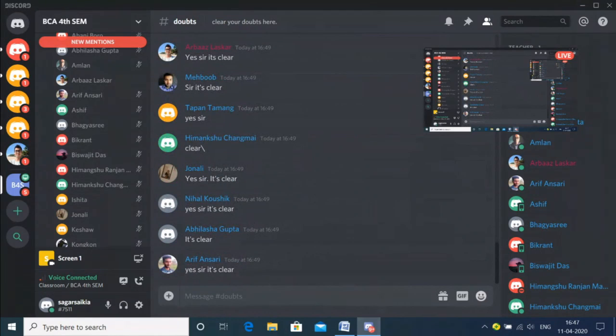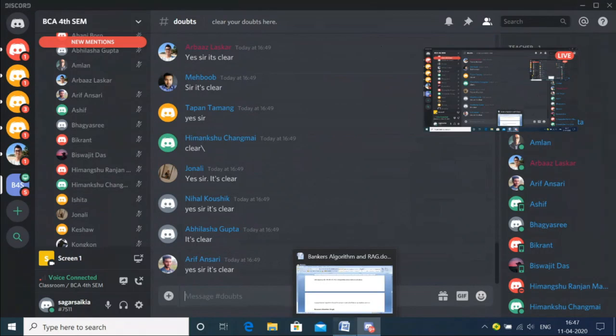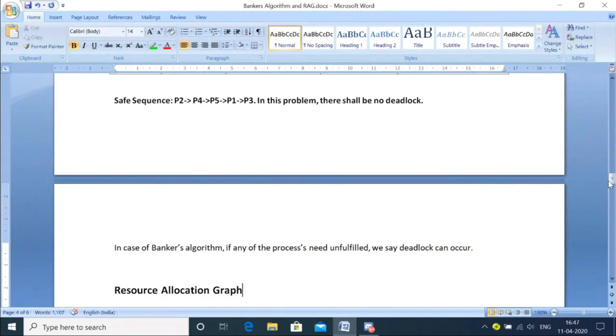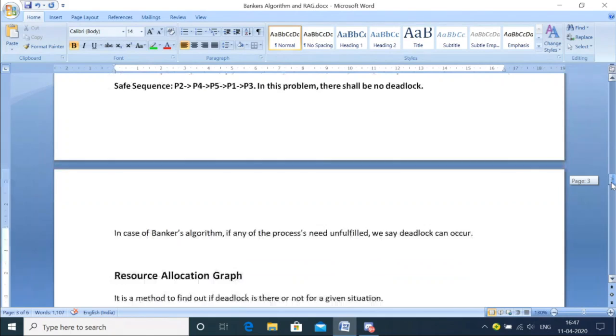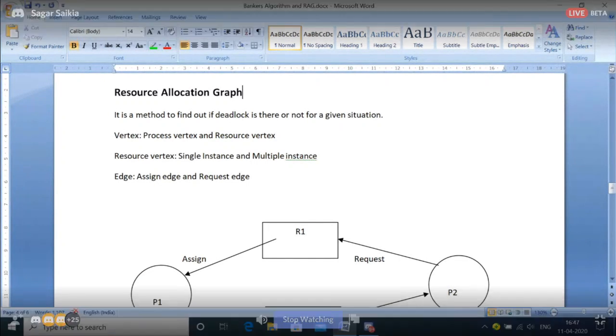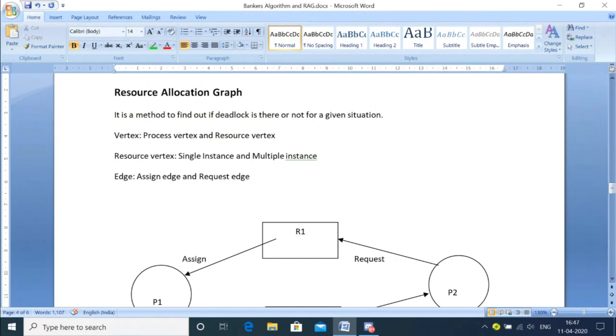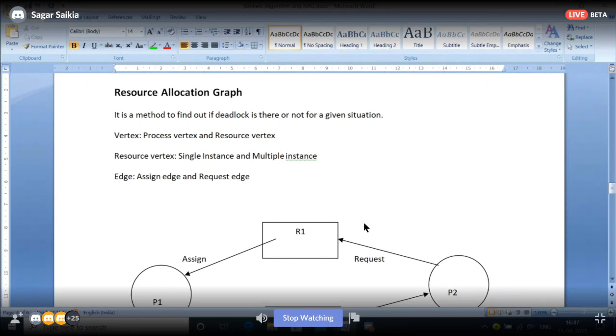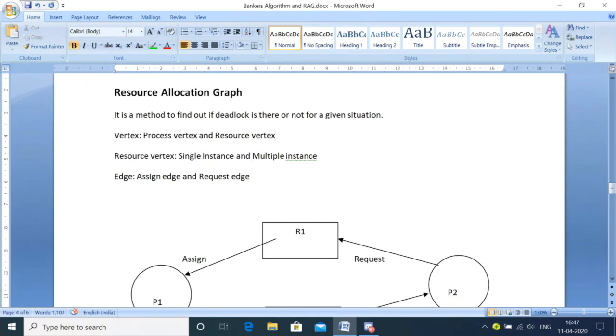Okay, very good. Now, the next topic that we have is the resource allocation graph. What is it? We have to know. Resource allocation graph is a method again to find out if deadlock is there or not for a given situation. We will be given a certain situation, and based on that, using this method, RAG or resource allocation graph, we have to derive whether that situation contains deadlock or not.